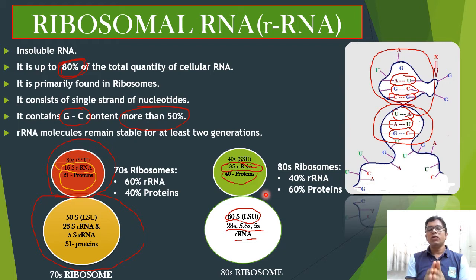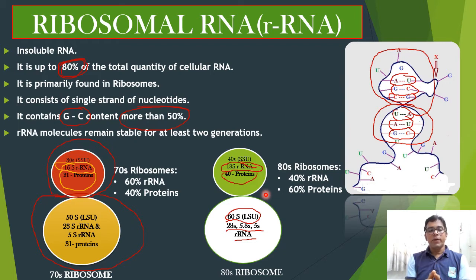Ribosomal RNA molecules remain stable for at least 2 generations. rRNA is mainly found in the ribosomes. In prokaryotes, 70S type of ribosomes are present, whereas in eukaryotes, 80S type of ribosomes are present. In 70S ribosomes, the small subunit is 30S and the large subunit is 50S. In prokaryotes, ribosomes are composed of 60% rRNA and 40% proteins.